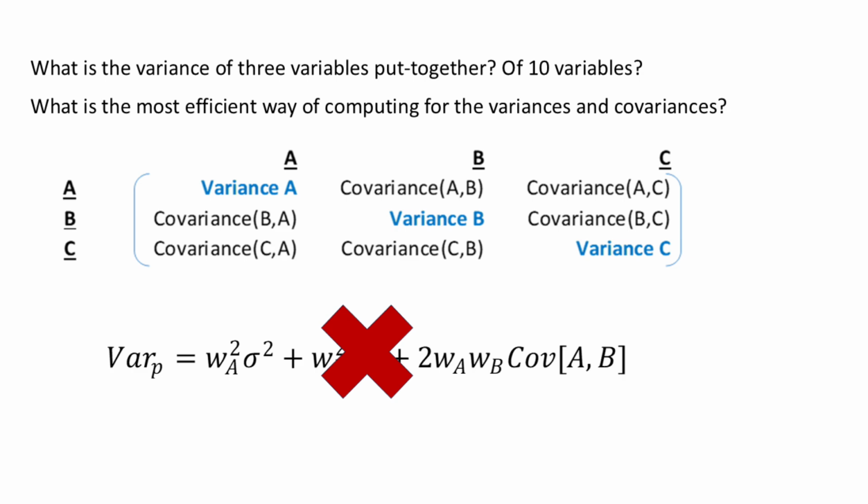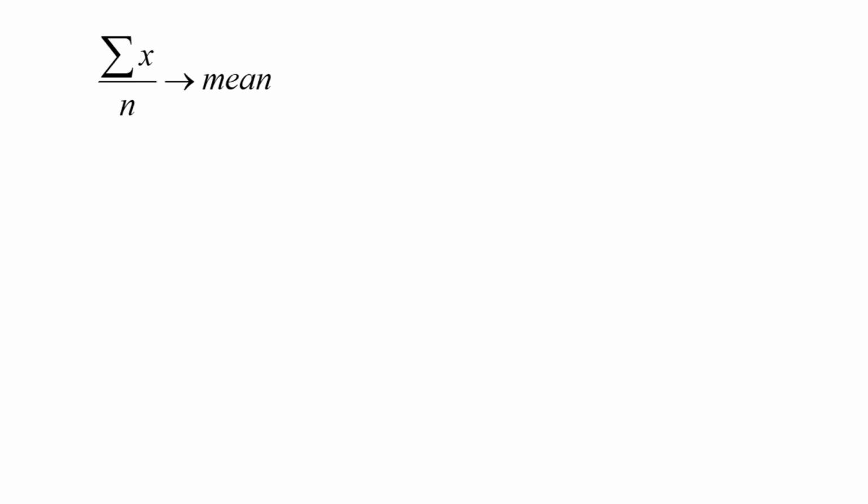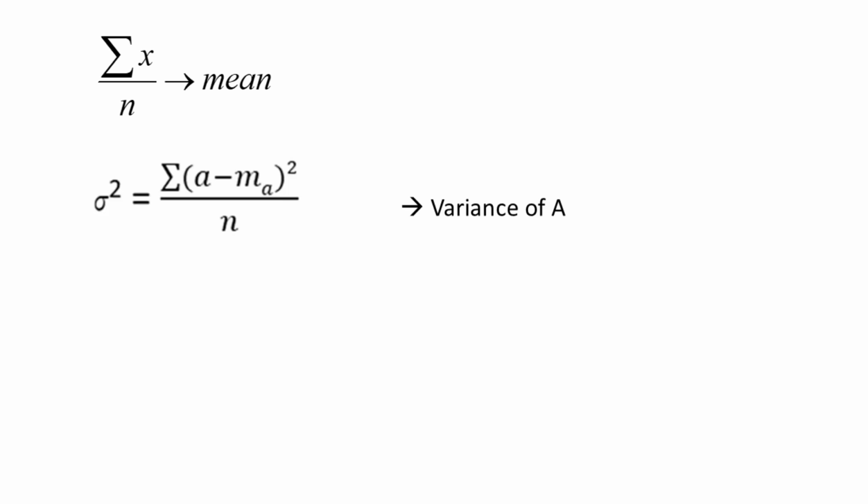So let's summarize our formulas so far. When we talk about mean, what we do is we sum up all of the numbers of a variable, then divide by n, which is just the average of the numbers. And when we talk about variance, we sum up all the squared deviations from the mean of a variable, then divide by n. So we're talking about the average of the squared deviations from the mean.